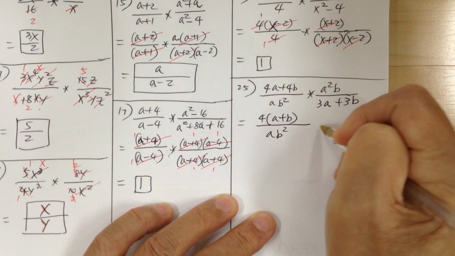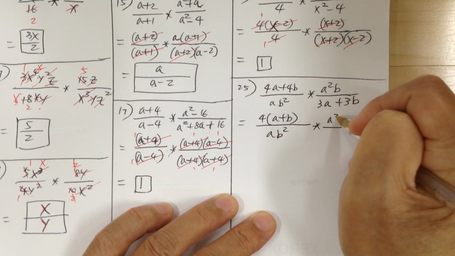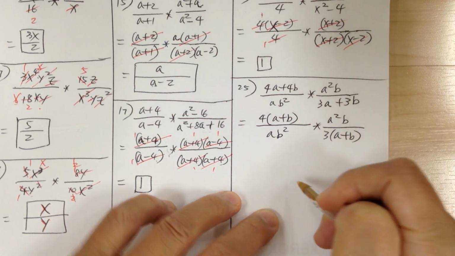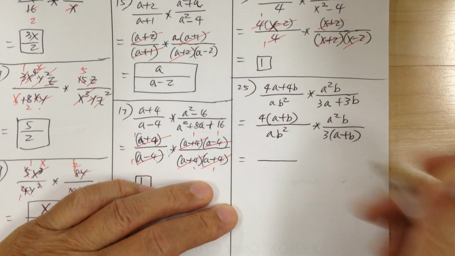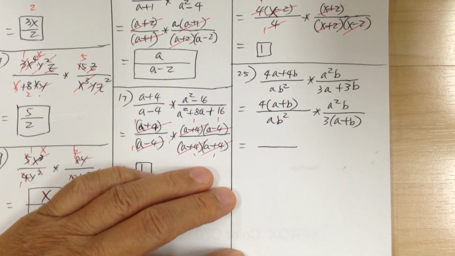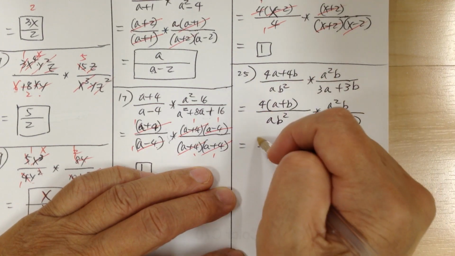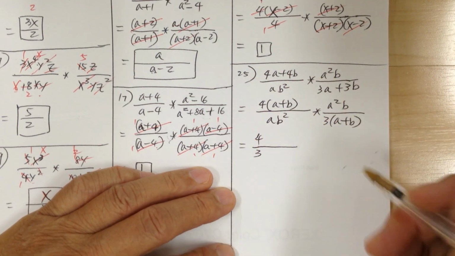This one does not factor. This one does not factor, and this one can factor out a 3. So that's going to take care of the numbers. So you've got 4 and 3. That's not going to cancel, so it'd be just 4 over 3. So that takes care of the numbers.